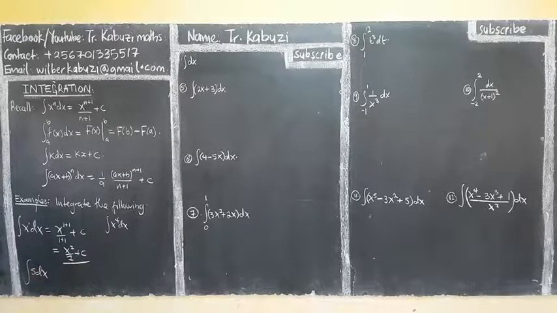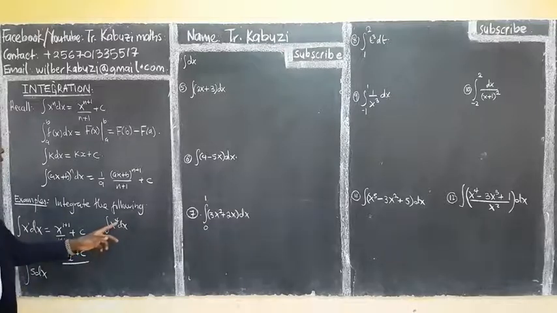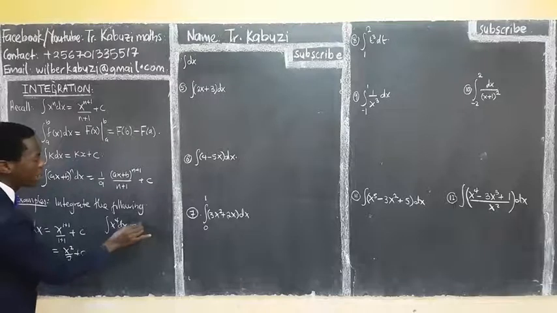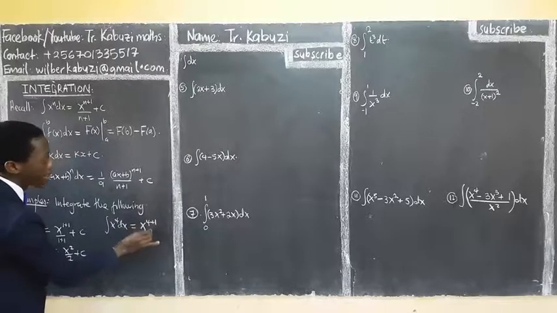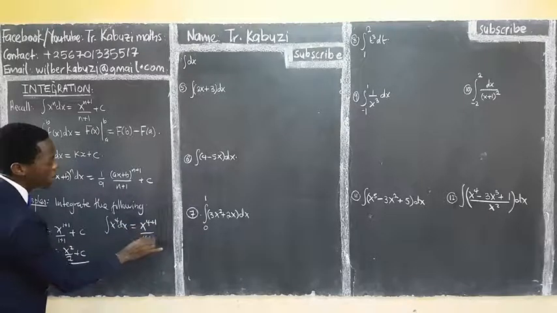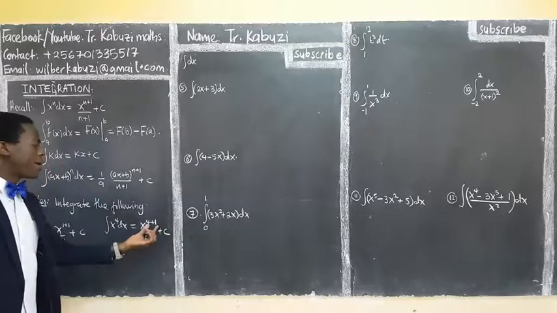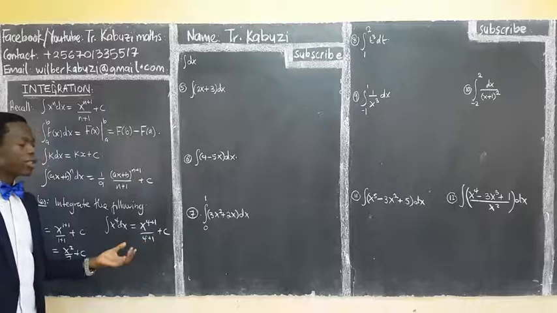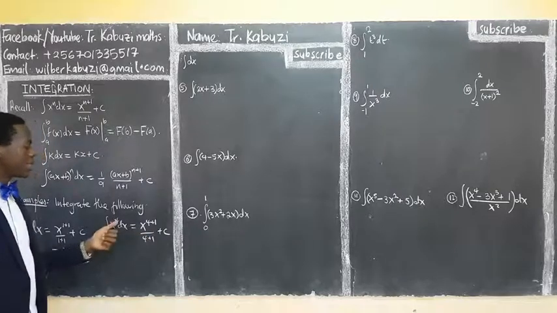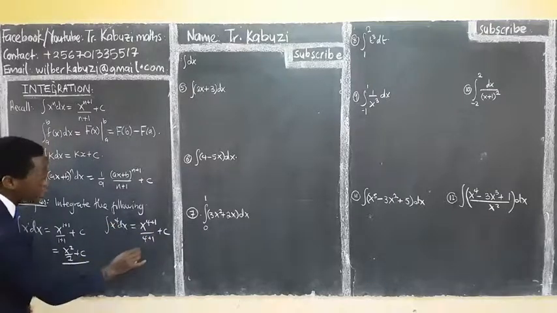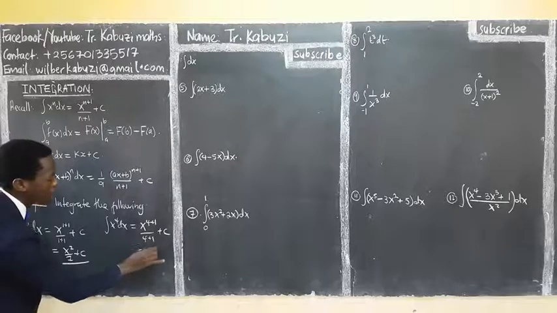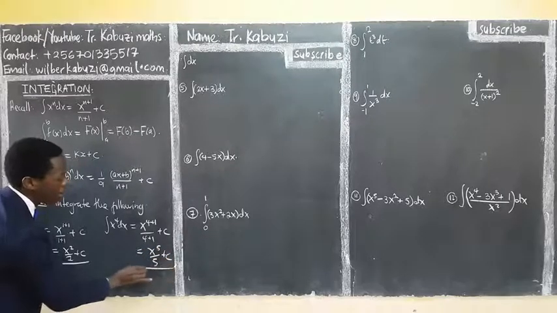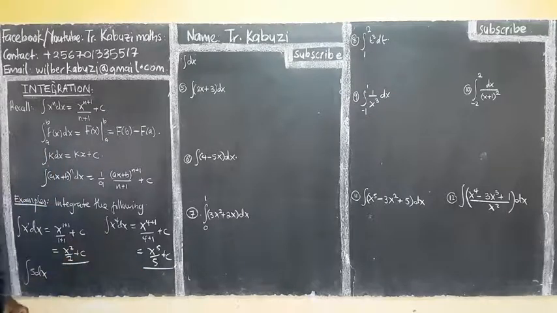We stop at that. Then when we come to this, our n is 4. So this will be now x power 4 plus 1 over now 4 plus 1 plus c. This new power is what you divide down. But when you are much better, you don't need to do this. You just see this is going to be 5 over 5. So this will be now x power 5 over 5, then plus a c. Why are we putting the c? Because we don't have limits.